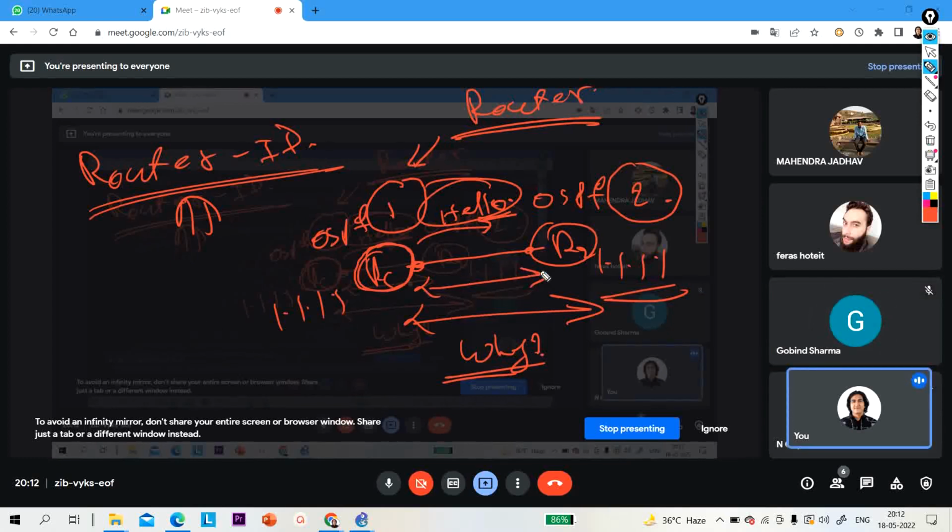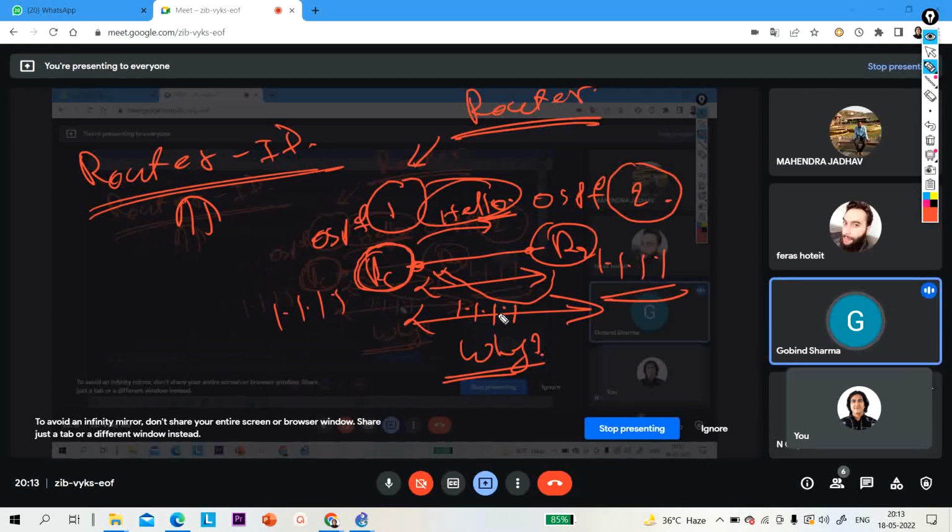Okay. When router 2 also sends a hello message with router ID 1.1.1.1, now tell me in which state of neighborship these two routers will be stuck. Init, because it is receiving its own router ID in the hello message. Oh my God. No.